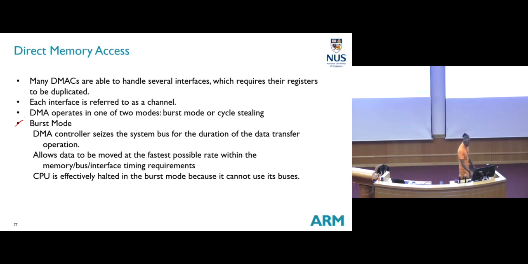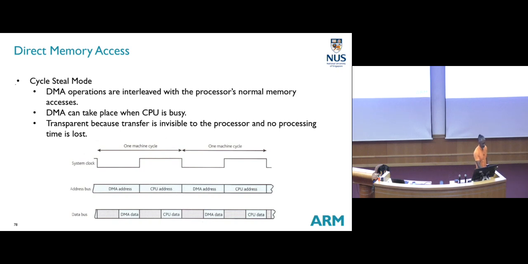The other operation is what we call the cycle steal mode. That means for every clock cycle, half the time I do this memory transfer, the other half of the time I allow the CPU to take over. So it's sort of interleaved between the CPU and the DMA. Again, the DMA can be used in either mode of operation.